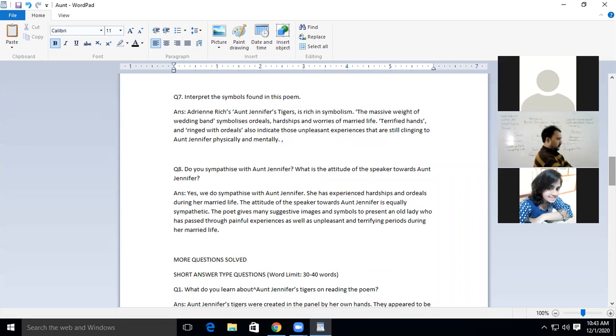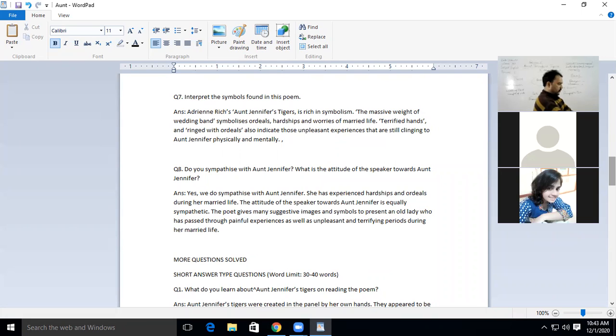Other than that, it's also mentioned here: the tiger is rich in symbolism. The massive weight of the wedding band symbolizes the ordeals, difficulty, hardship, and worries of married life. Terrified hands ringed with ordeals also indicate those unpleasant experiences that are still clinging to Aunt Jennifer, physically and mentally. Next question we move on to.